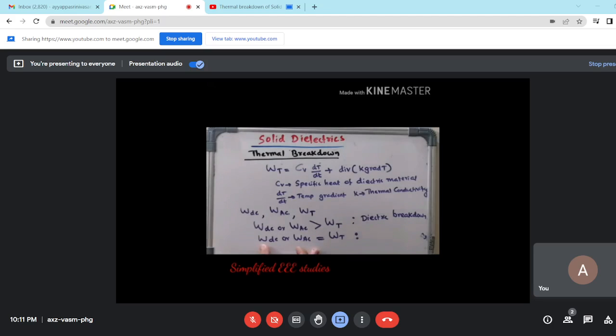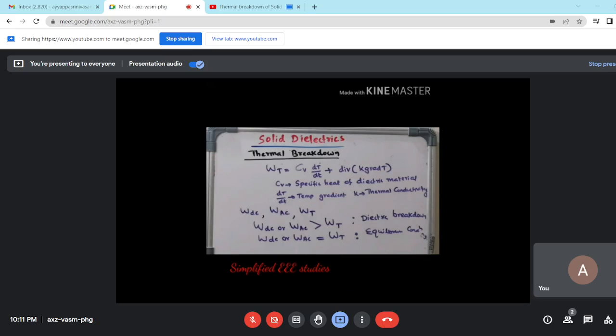That means the amount of heat, we can correlate with the law of energy conservation. I think you studied the energy conservation rule already. If either WDC or WAC is equal to WT, what will happen? Your material is under equilibrium condition. Nothing will happen to the material. Okay. So this is the condition for thermal breakdown.